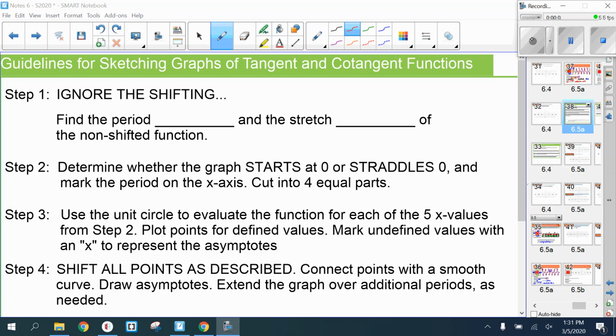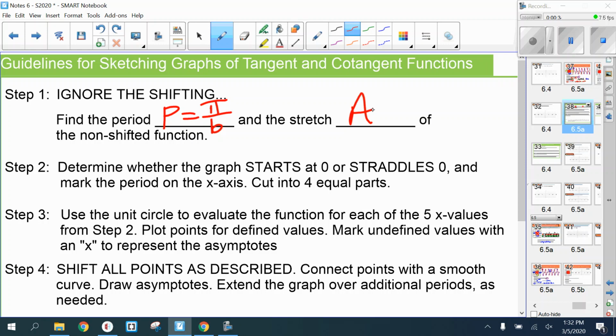Steps for graphing tangent and cotangent, they're going to look very similar to what we've done before. Step 1, we're going to ignore the shifting. We want to find the period, and you got to be careful here because it's different than the formula we've used before. It's just pi over b. Last time it was 2 pi over b. This is just pi over b for tangent and cotangent. And I'm not calling it the amplitude, I'm calling it the stretch. That a number is going to be important to save us some time.